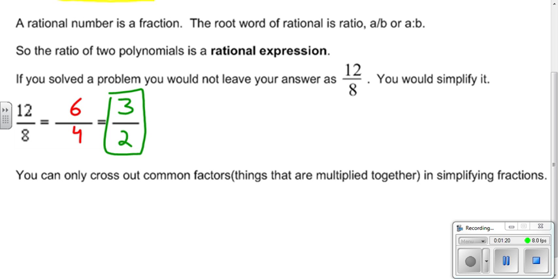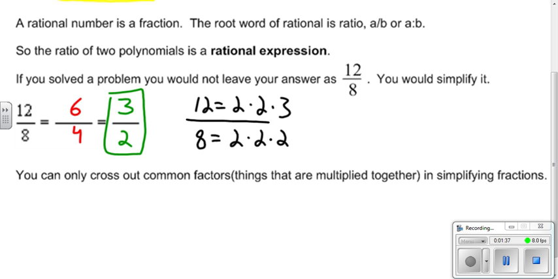Now, a good way to check that, or a good way to speed that process up, is to say that 12 is the same as going down to its prime factorization, 2 times 2 times 3. And 8 equals 2 times 2 times 2. So if we put 12 over 8, now we can just cross out or divide out anything that we see doubling up. So a 2 and a 2, another 2 and a 2, and we're just left with 3 over 2, or 3/2. So we only cross out the common factors that we can simplify throughout.